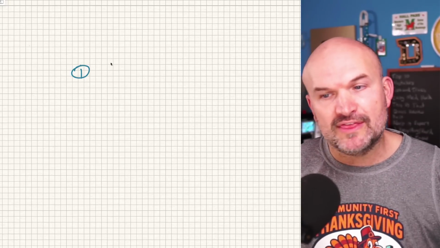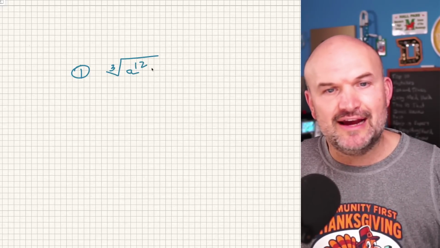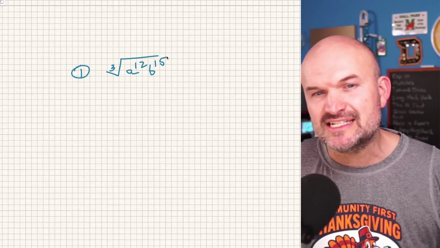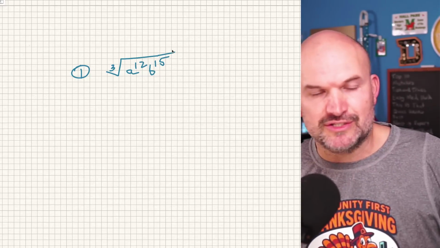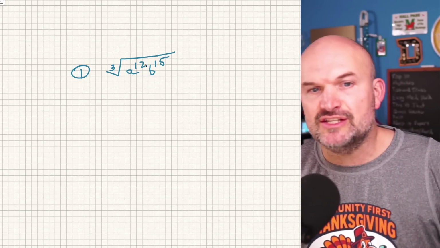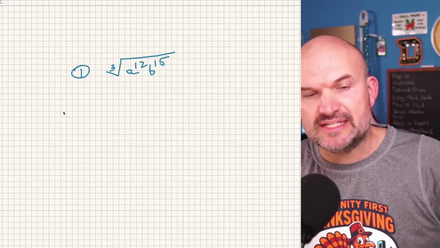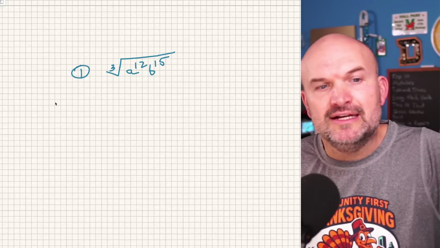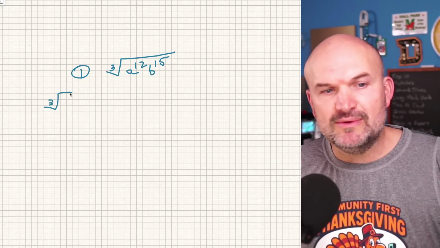So let's go over the first one, which is fairly common every time. It always trips up students, especially when they're first beginning to understand simplifying radical expressions. So this one is the cube root of a to the 12th, b to the 15th. Now, a lot of times when I'm introducing or instructing on simplifying the square root, the cube root, the fourth root, I tell students to always look for this.